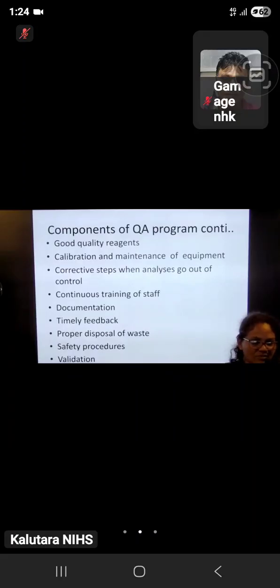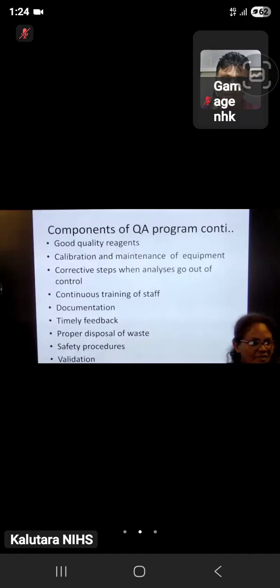As I told you, the performance skill is also important because that influences the quality of the final report. The documentation, we will discuss those things in detail later. The documentation, timely feedback. What is timely feedback? You have to get the feedback of your user. Right? Maybe consultant, maybe director.